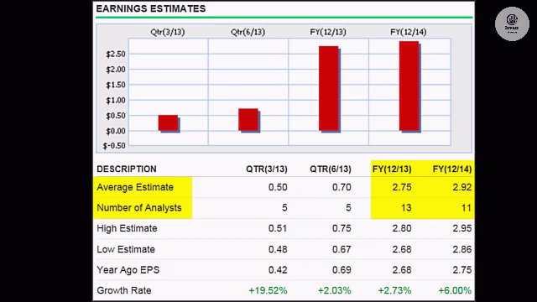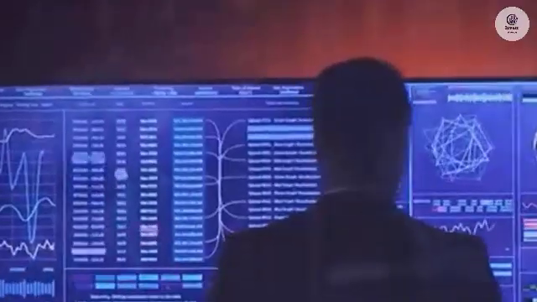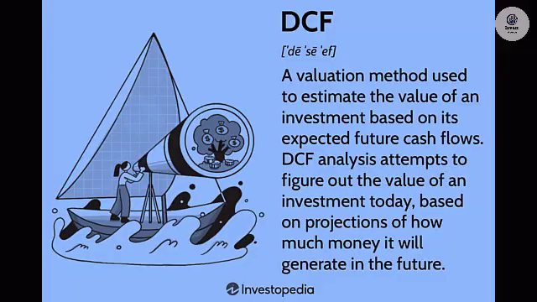Step 2. Estimate future earnings. The next step is to estimate the company's future earnings. This can be done by analyzing historical earnings growth, industry trends, and the company's competitive position. You can use financial modeling techniques such as discounted cash flow analysis or earnings multiples to estimate future earnings.